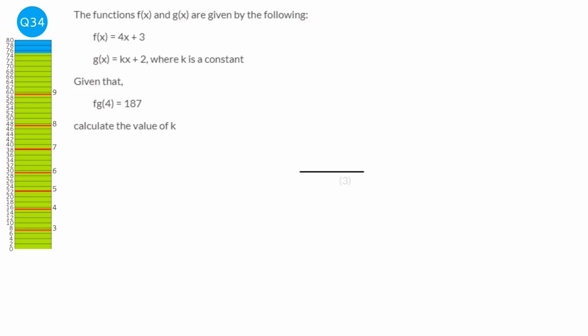We're going to first of all work out what the function fg of x is. And to do that, what we're going to do is just feed in the value of g(x), the function kx plus 2. We're going to feed that in as the value of x in the f of x function. So instead of 4x, it'll be 4 lots of kx plus 2, and then plus 3.